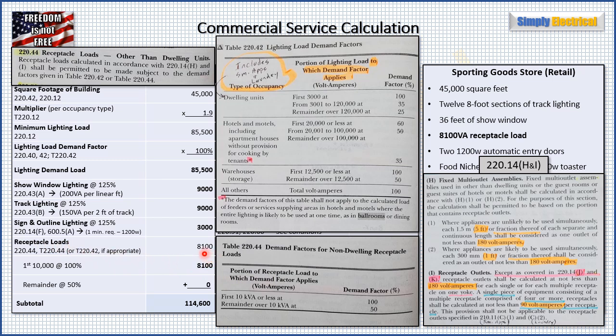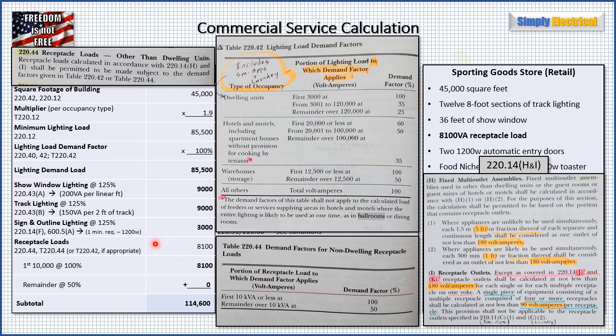Okay, now we have a choice. And as I wrote here, we can go to table 220.44 or 220.42 if we find that's appropriate to get our demand factor, just like it said right up here. It says you can make these subject to the demand factors given in Table 220.42 or Table 220.44. So how do we know which one we're going to do? Well, let's see what that means.